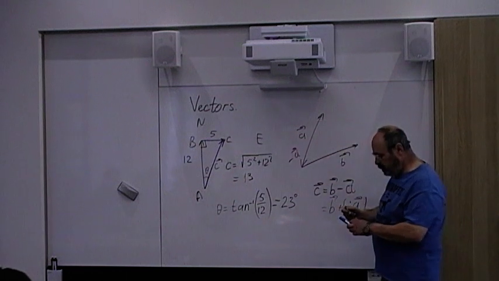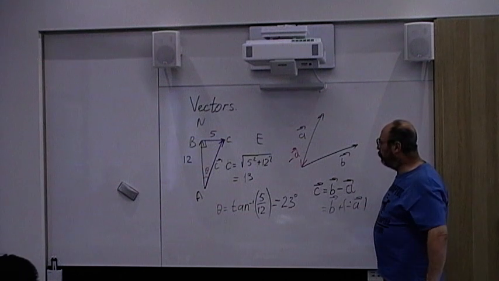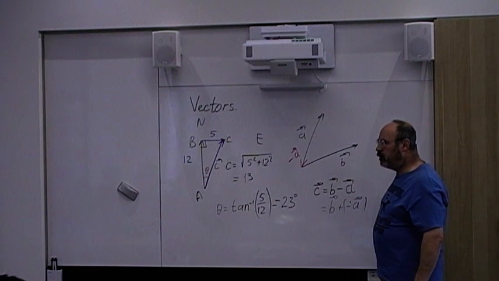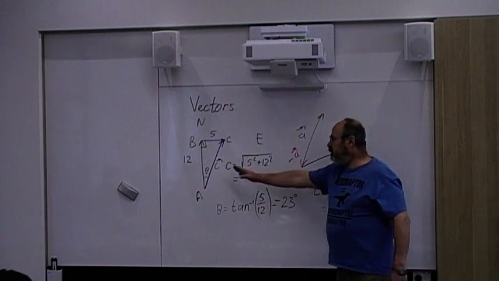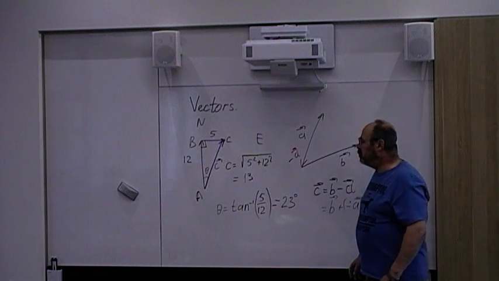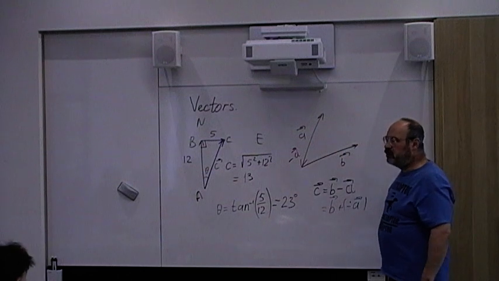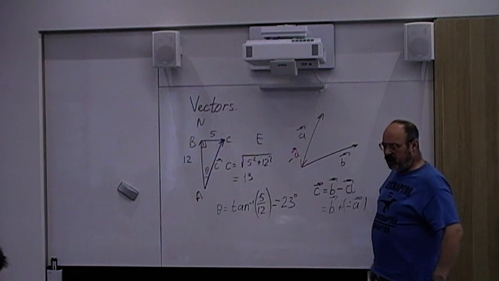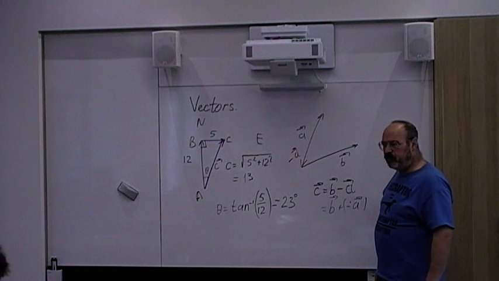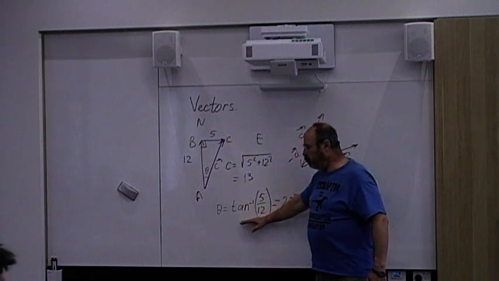Same length, opposite direction. But for the first example, would the final answer be 13 meters at 23 degrees from the vertical, or from north? It depends how that is described.